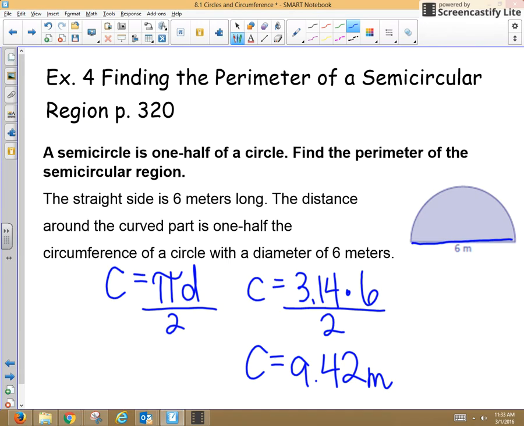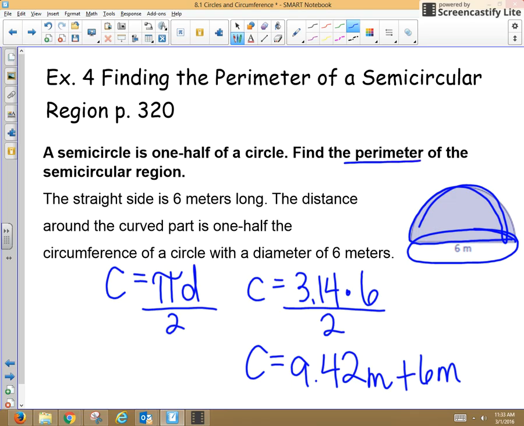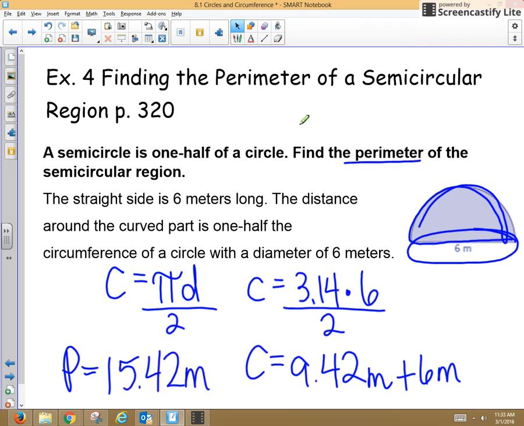Now the perimeter also needs to add, this was half the circle here. The tricky part here is not forgetting to add this back into the original equation. So we have to add the 6 meters at the end. Now we can answer the question, find the perimeter of this semicircular region. Since it wants to know the perimeter, perimeter will be the circumference plus the 6, which is going to equal 15.42 meters. And that's your final answer.